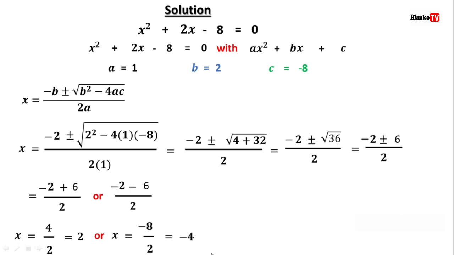I hope you understand. So to use the quadratic formula to solve this quadratic equation, that is x squared plus 2x minus 8 is equal to 0, x is equal to 2, or x is equal to negative 4.